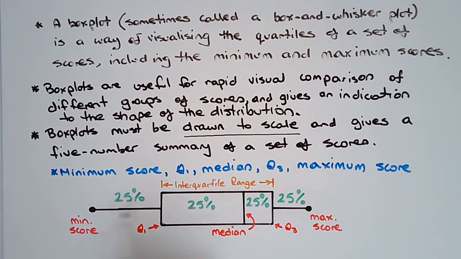Each of these regions separates the data into groups of basically 25% of the data each. So a quarter of the data would belong on the lower whisker. Another quarter of the data belongs inside the box, but the lower part. The next 25% of the scores would sit above the median, but below Q3. And then the upper 25% of the data would be from Q3 up to the maximum score.